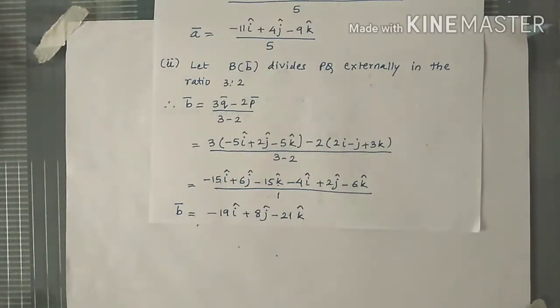So using the section formula for internal division and external division, we can find the coordinates also. So we will be solving such types of questions in the next video. Here we have found the position vectors of those points.